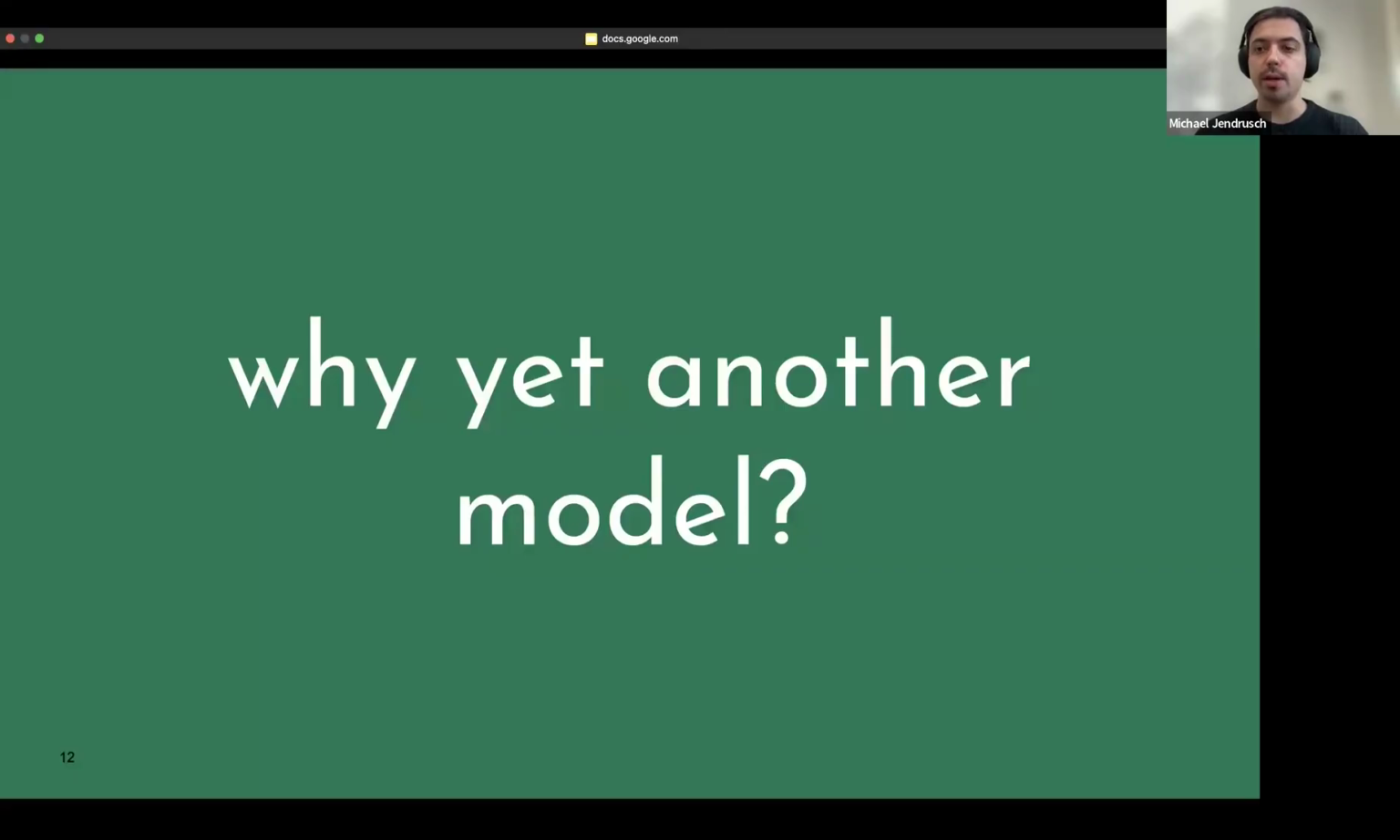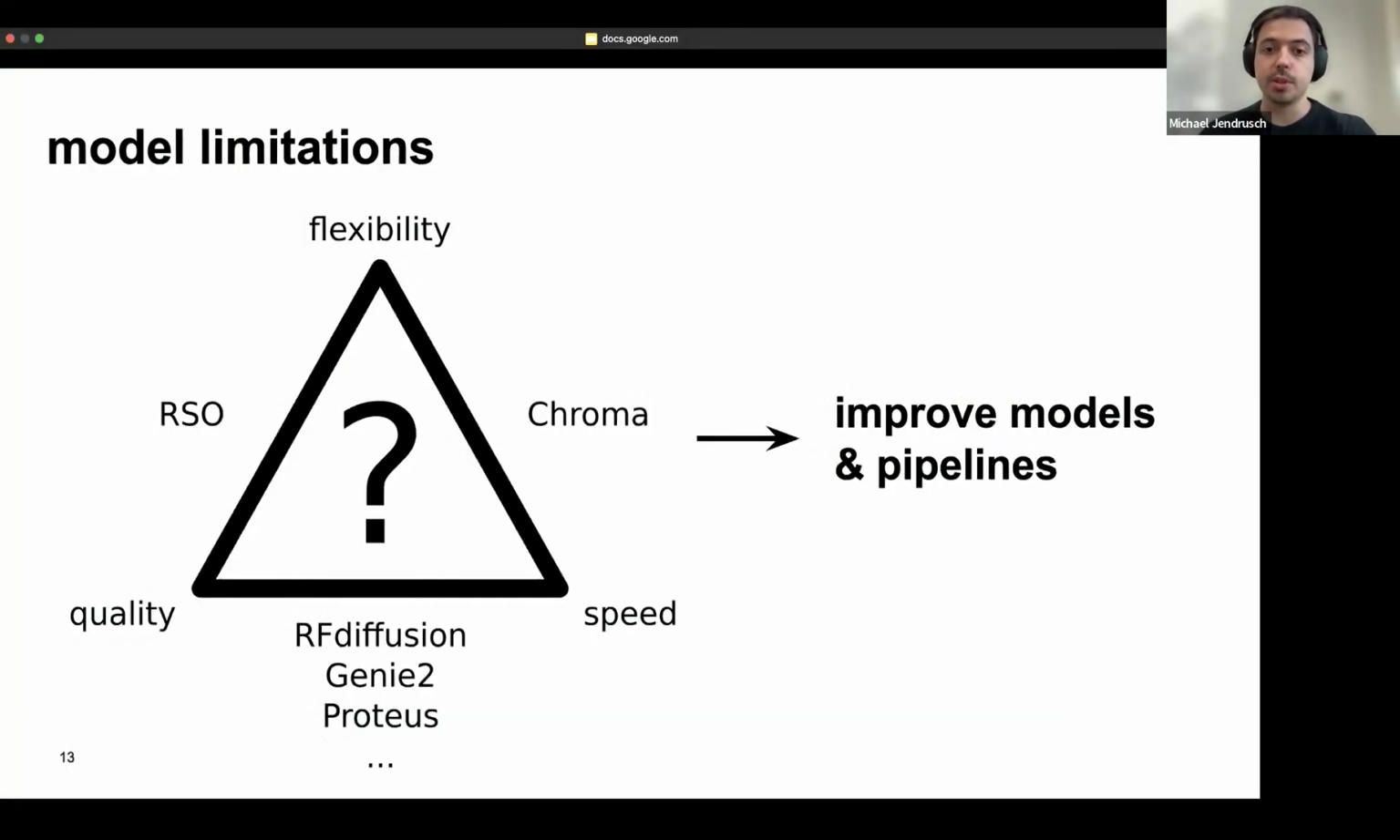Right, so why yet another model? Before I mentioned that there are many models in protein design, protein structure generation, but all of these models seem to share a set of trade-offs: they do some things well, other things, well, not as well.